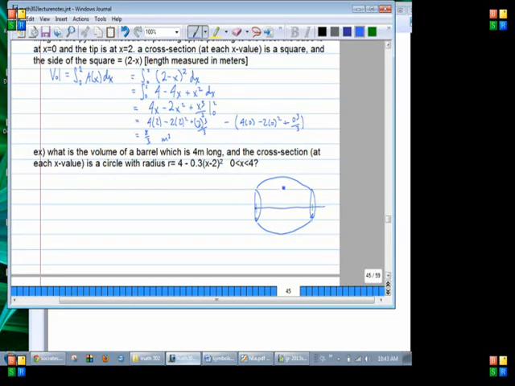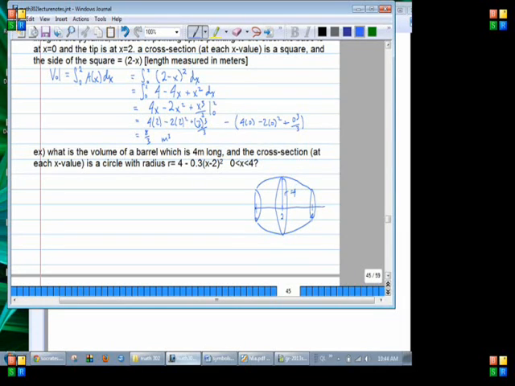Again, at each x value, for example, let's take x equals 2. When x equals 2, what is the radius of this thing? You plug in 2, the squared part is 0, but 4 minus 0, so you get 4. So when x equals 2, you get a circle with radius equals 4.